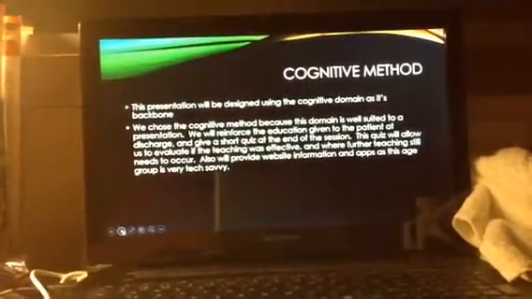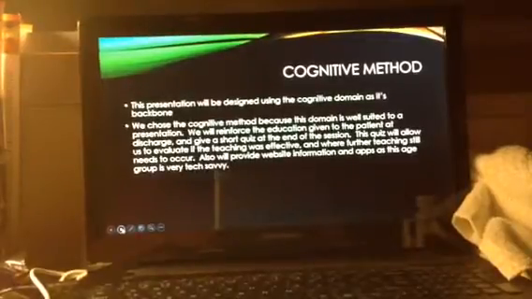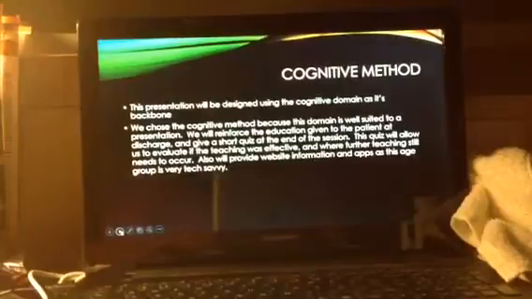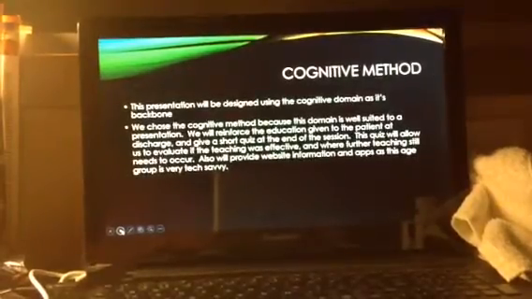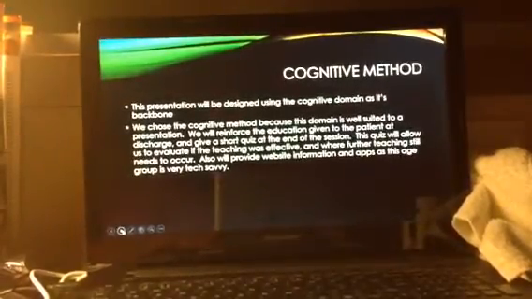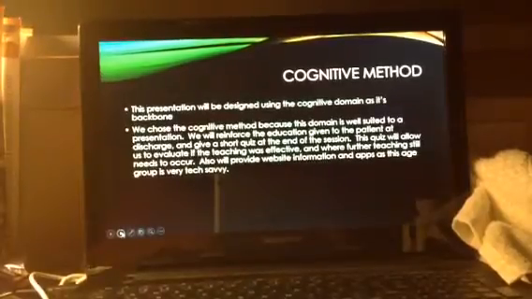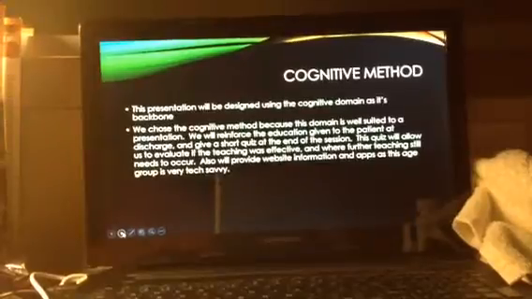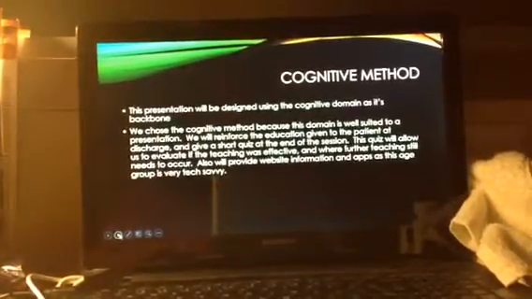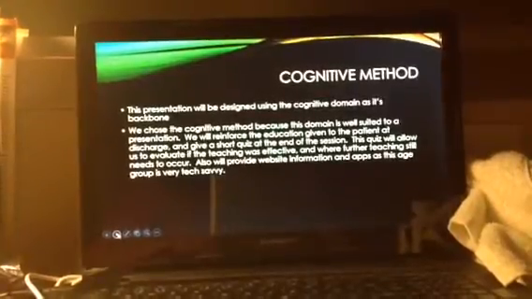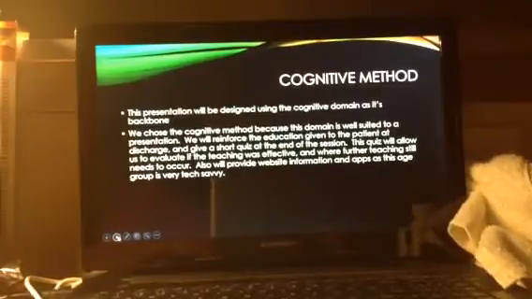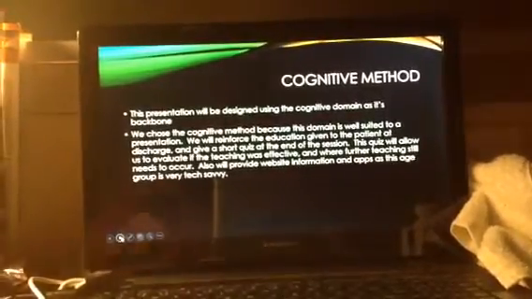Cognitive method. This presentation will be designed using the cognitive domain as its backbone. We chose the cognitive method because the domain is well suited to a presentation. We will reinforce the education given to the patient at the discharge and give a short quiz at the end of the session. This quiz will allow us to evaluate if the teaching was effective and where further teaching still needs to occur. Also, it will provide website information and apps as this age group is very tech savvy.